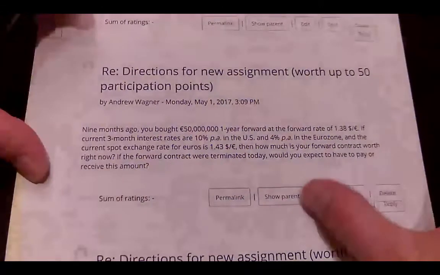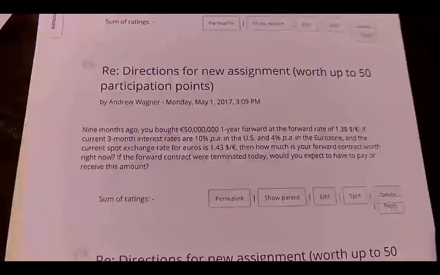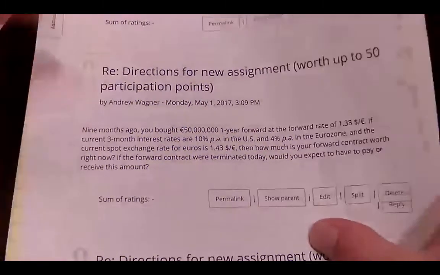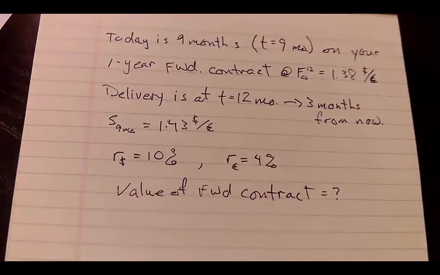Generally, if you own something that has a positive value, when you get rid of it you expect payment. If it has a negative value, then you'd be willing to pay to get rid of it. At any rate, there's the information. The first thing you should do is write down the information, which I've done here.